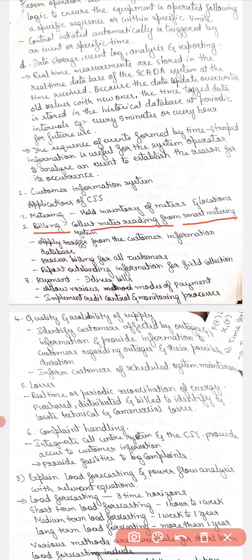Next, apply tariff from the customer information database. For the customer information, whether he is commercial or domestic, or how much load he is using, based on the customer information database we need to apply the tariff. So after getting the meter reading, we should check whether the customer is commercial or domestic. After that we need to apply the tariff.